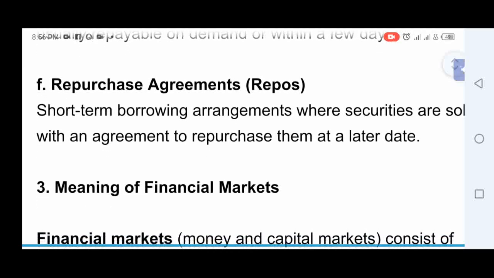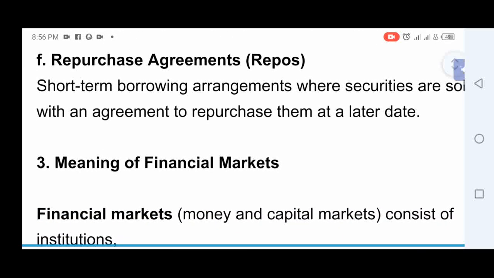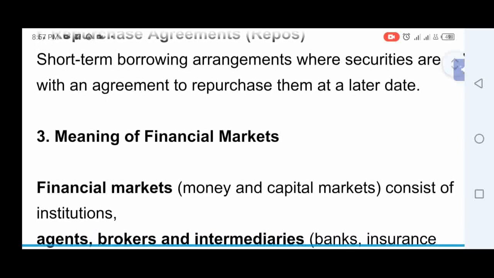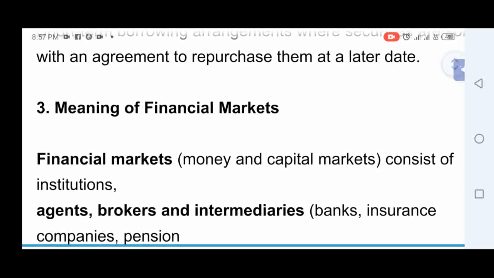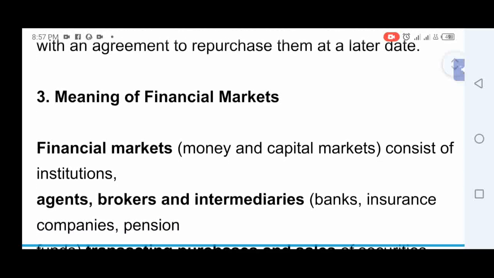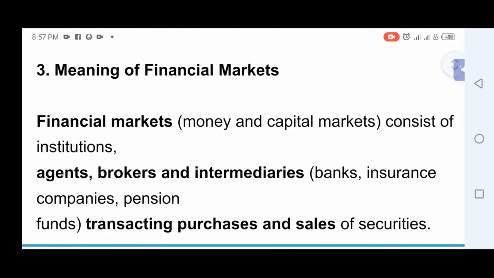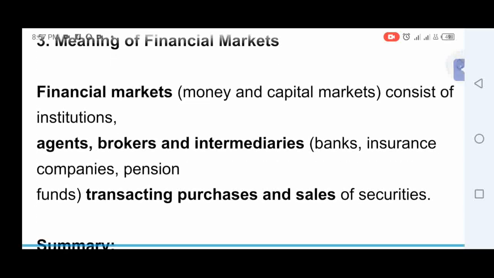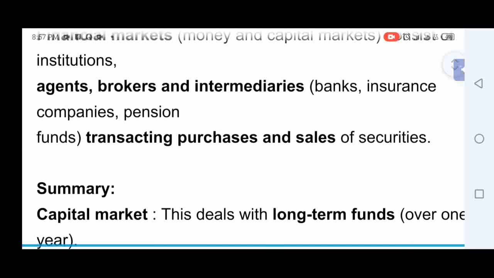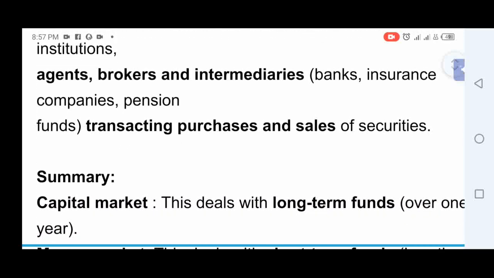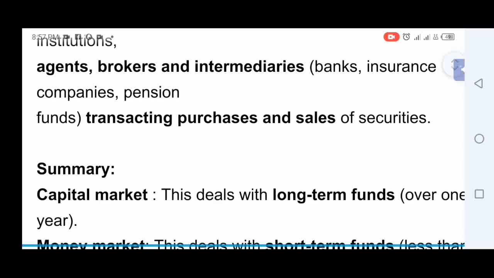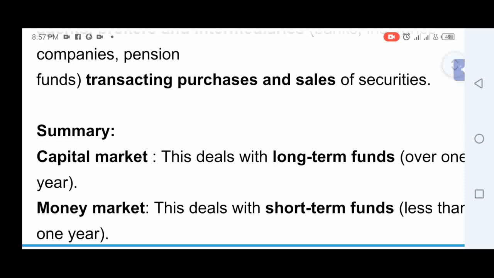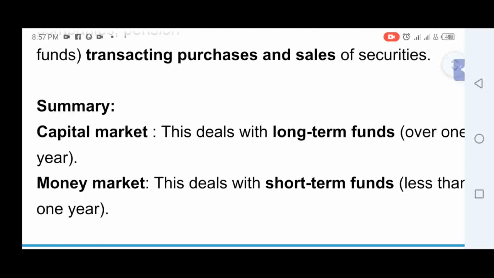Meaning of financial markets. Financial markets, money and capital market, consist of institutions, agents, brokers and intermediaries, banks, insurance companies, pension funds, transacting purchases and sales of securities. Summary: capital market deals with long-term funds over 1 year. Money market deals with short-term funds less than 1 year.